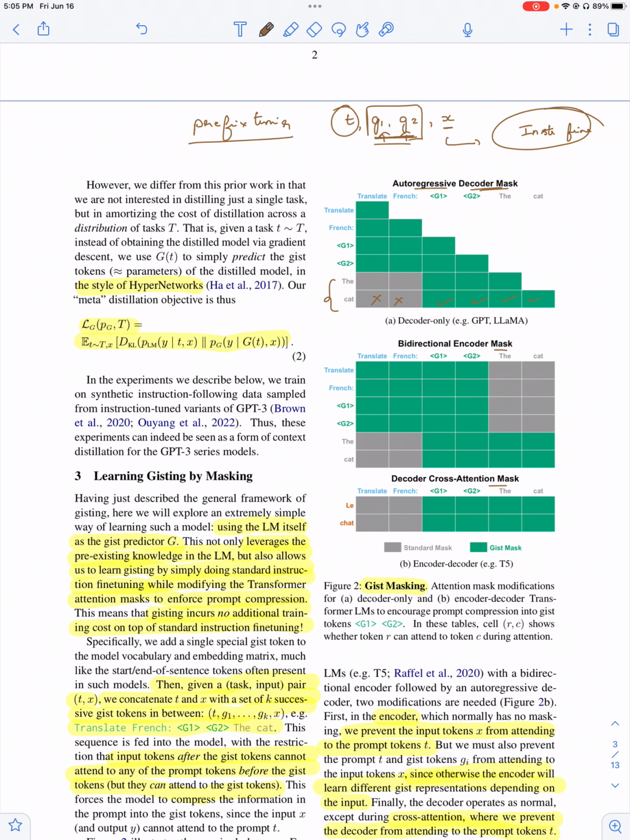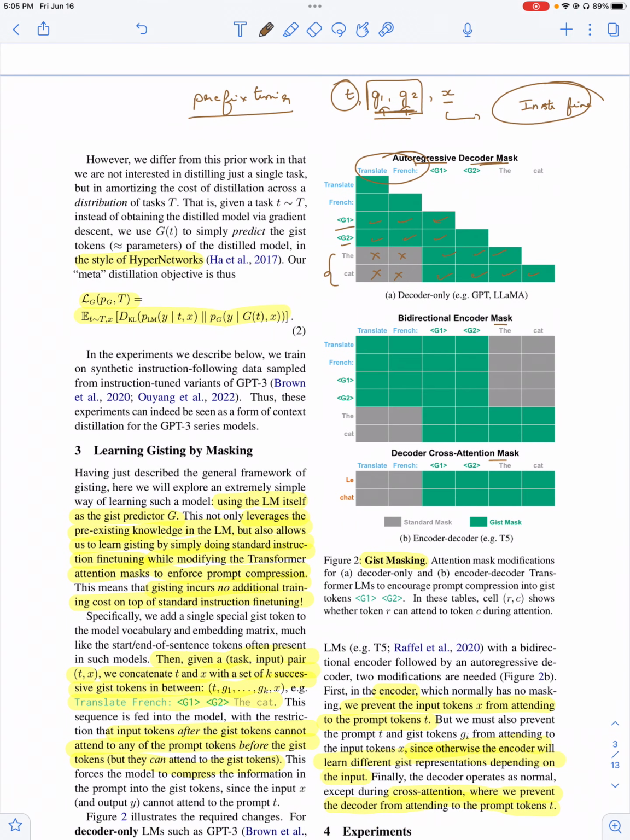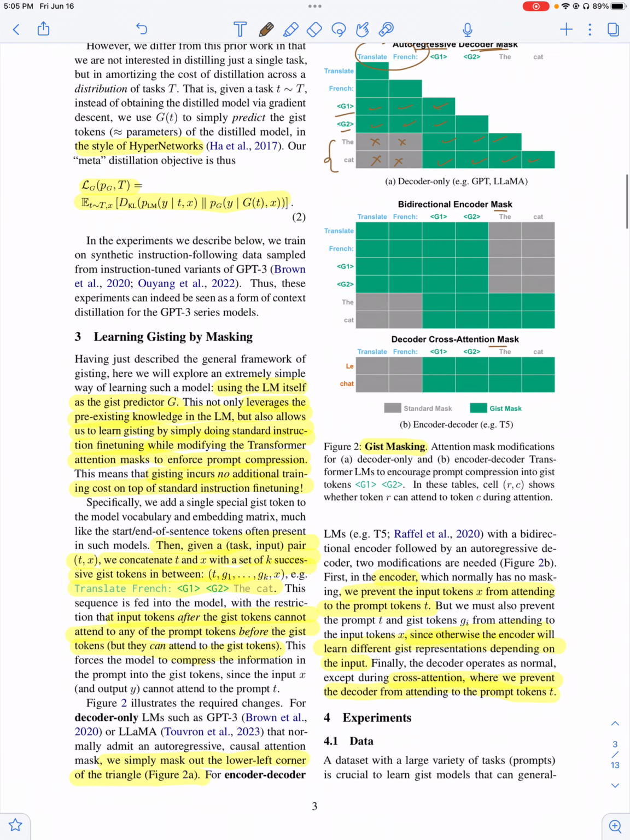The same thing for the input as well, right? The same thing with the as well. You mask off the prompts and you. But the gist tokens sort of learn how to compress the prompt by paying attention to the prompt. So you have G1 and G2 actually paying attention to the prompt T or the task description, right? So that's how you accomplish learning of the gist tokens during the instruction fine-tuning phase.